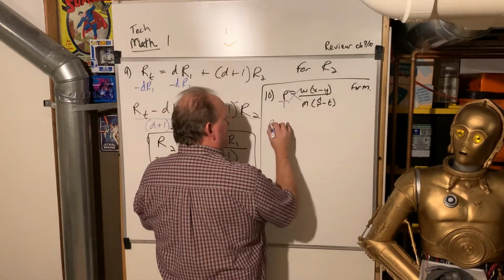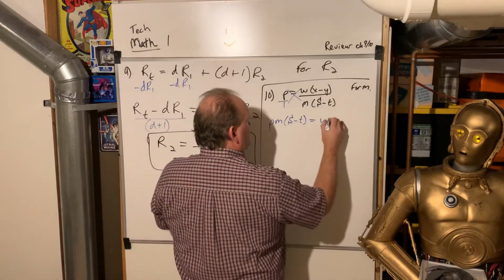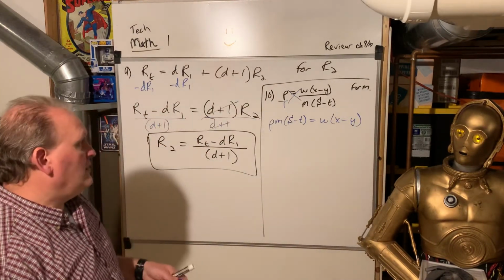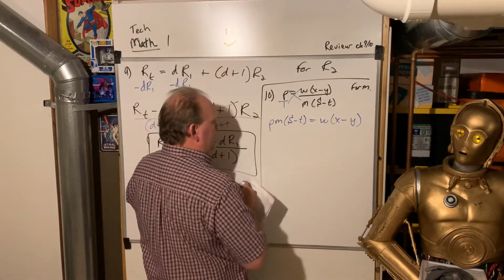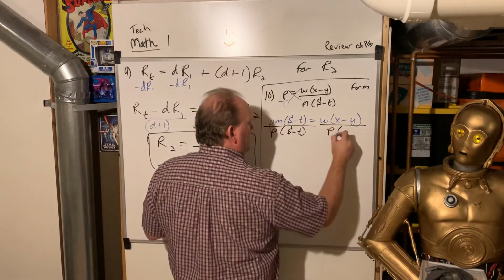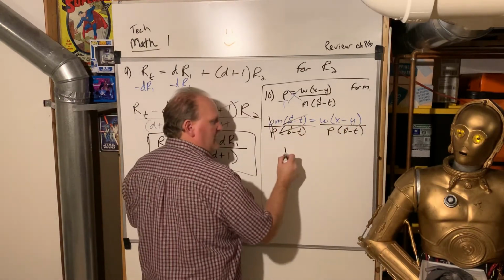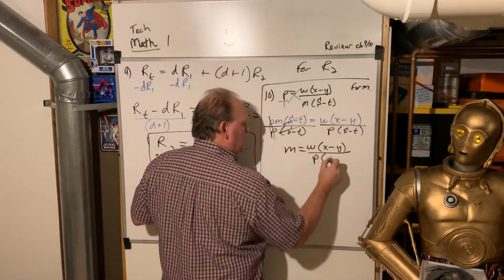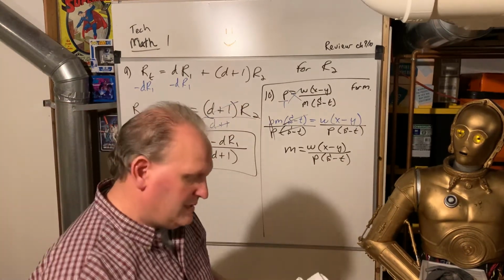So you have P times M times S minus T equals W times quantity X minus Y. And now you just divide everything that's not an M. We want M, so we're going to divide out P and S minus T. The P's cancel, the S minus T's cancel. I have just M is equal to W times quantity X minus Y over P times quantity S minus T. All right, so that one isn't bad.